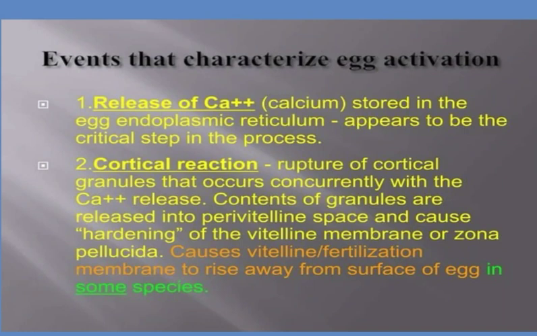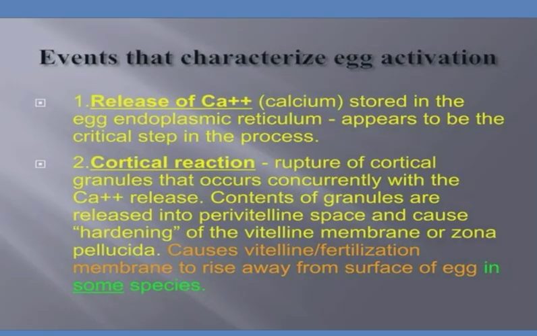The events which characterize egg activation begin with the release of calcium. The calcium ions are stored in the endoplasmic reticulum of egg cells, and these are important for the cortical reaction. The second event is the cortical reaction: the cortical granules get ruptured, which concurrently releases calcium ions and some enzymes. Because of this enzyme, the fertilization membrane or zona pellucida hardens, and because of the hardening of these layers, there is no polyspermy.